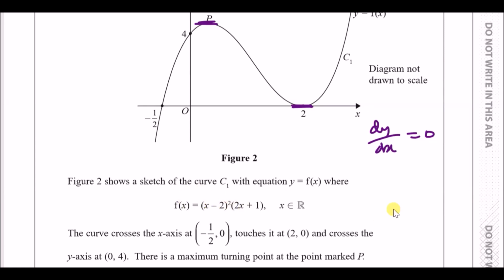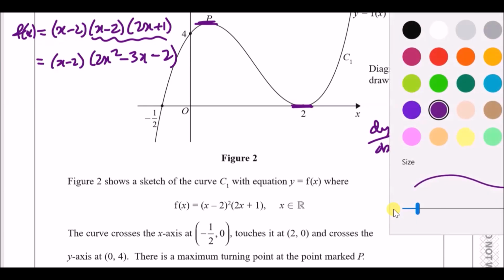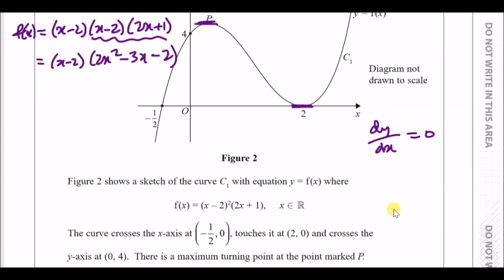So I'm going to rewrite this one as fx equals x minus 2, because there's 2 of them, x minus 2 and then 2x plus 1. I'm going to go ahead and open up the right 2 brackets first, yeah? So you got x minus 2, so you got x times 2x is 2x squared, x times 1 is 1x, minus 2 times 2x is minus 4x, combining is minus 3x, minus 2 and 1 makes minus 2. Now, I'm going to open up the first with the second again.